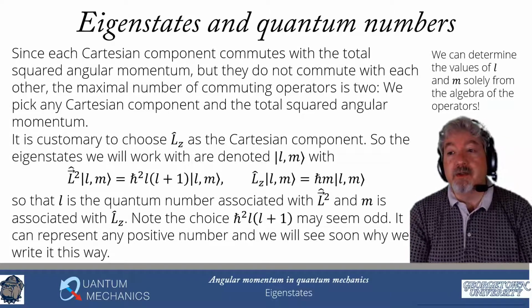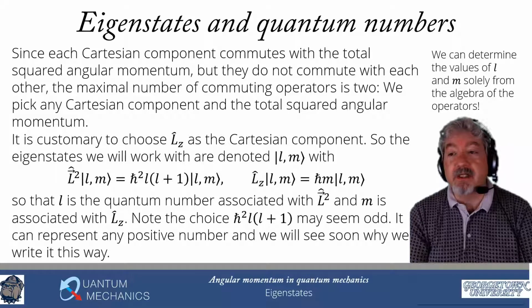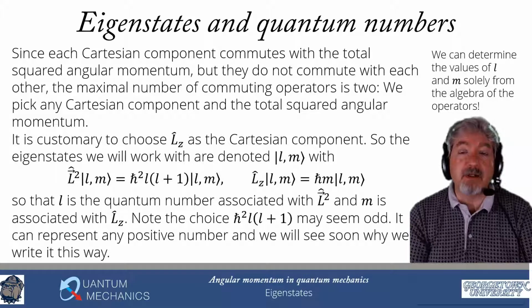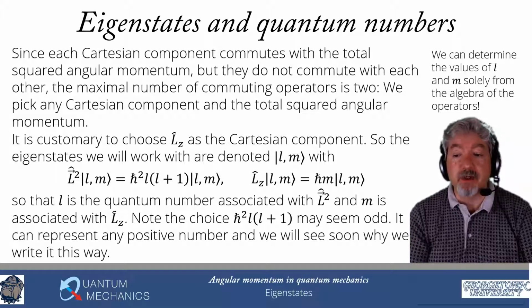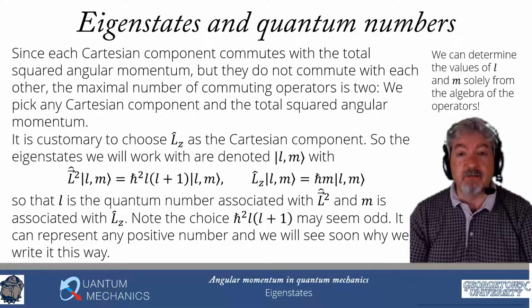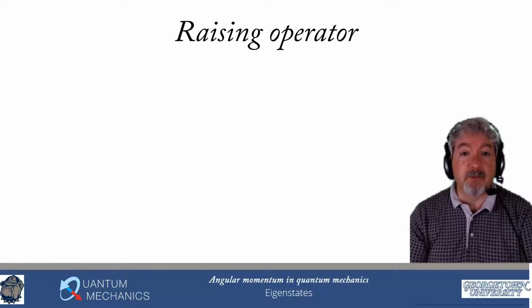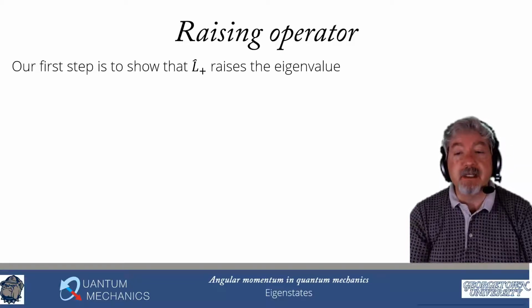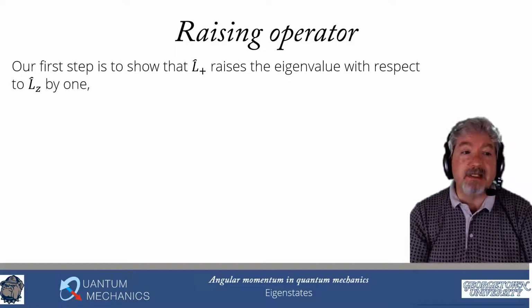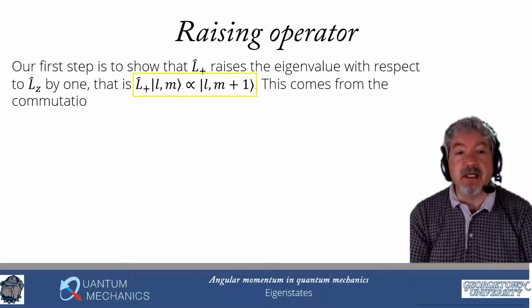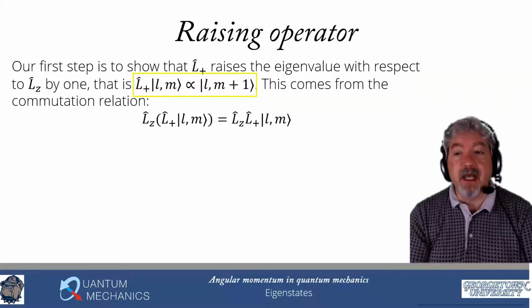So what we're going to do is determine both these values l and m solely from the algebra of the operators. And because that algebra of the operators came from the canonical commutation relation, as you recall from the first half of the lecture, everything that I'm talking about here is simply following as a consequence of the canonical commutation relations, which is pretty amazing when you think about it. All right, let's look at the raising operator. Our first step is to show that L plus raises the eigenvalue with respect to Lz by 1. And what we mean by that is when L plus acts on the state |l m>, it will be proportional to the state |l m plus 1>.